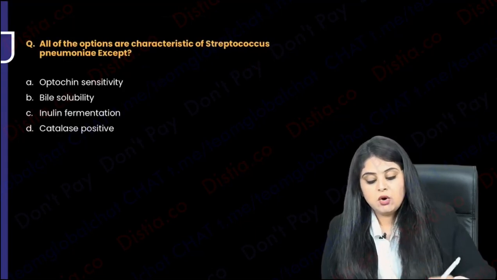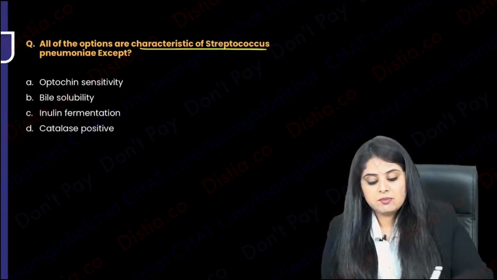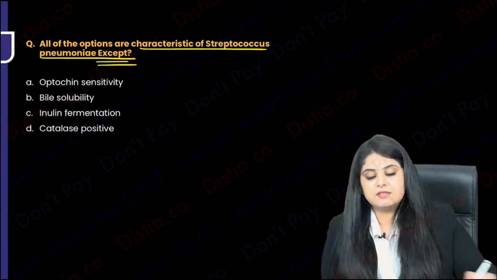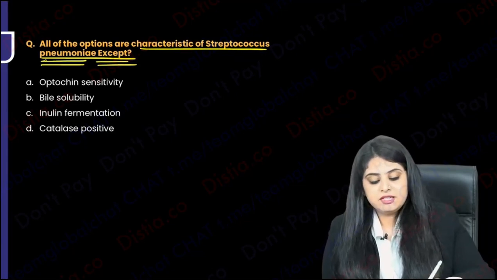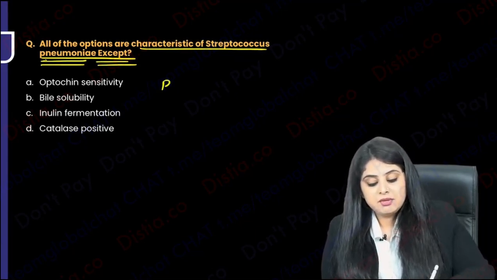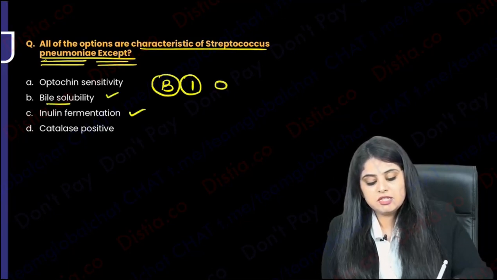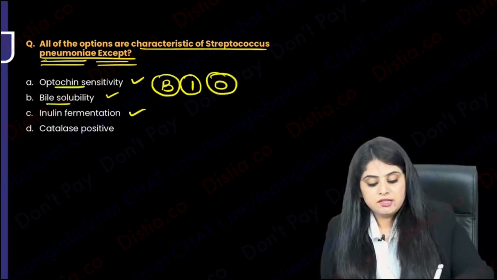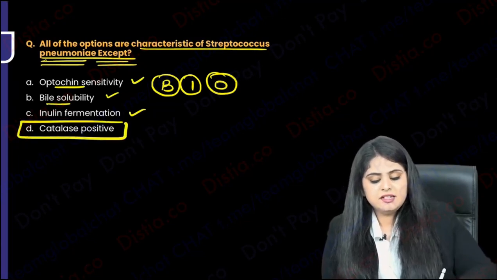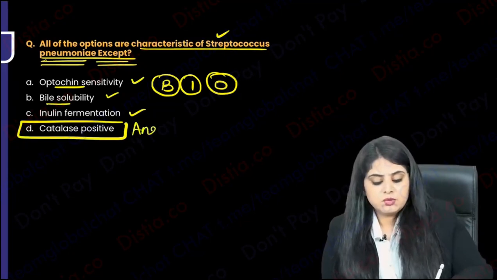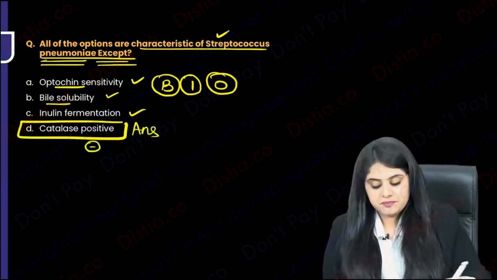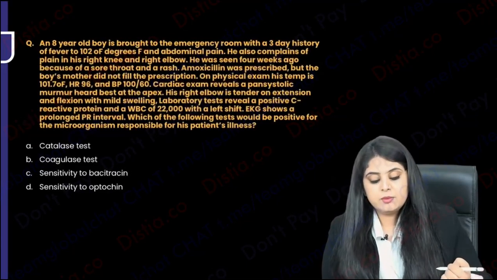Question number 1. All of the following are characteristics of Streptococcus pneumoniae except. Remember pneumoniae, this was saying yes, yes, yes to everything. So first tell me, is it bile soluble? Yes. Is it inulin fermentation? Yes. Is it going to show you optochin sensitivity? Yes. What does it not show you? Catalase. This I didn't have to think much because Streptococcus anyway is not catalase positive. Streptococcus is going to be catalase negative. Okay. Let's move on to a little lengthy question.